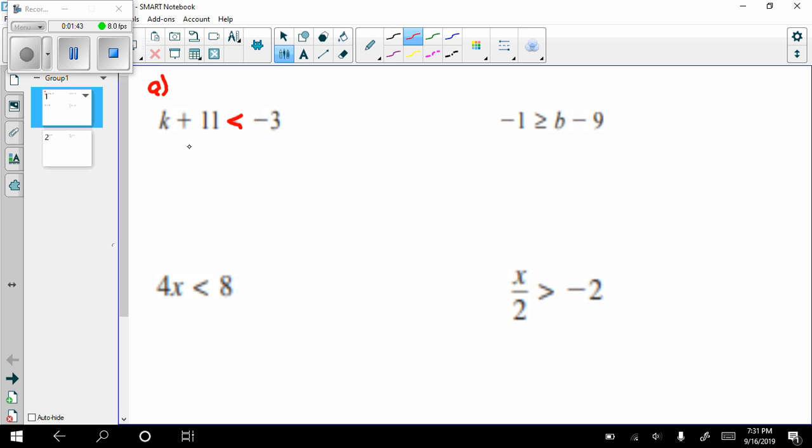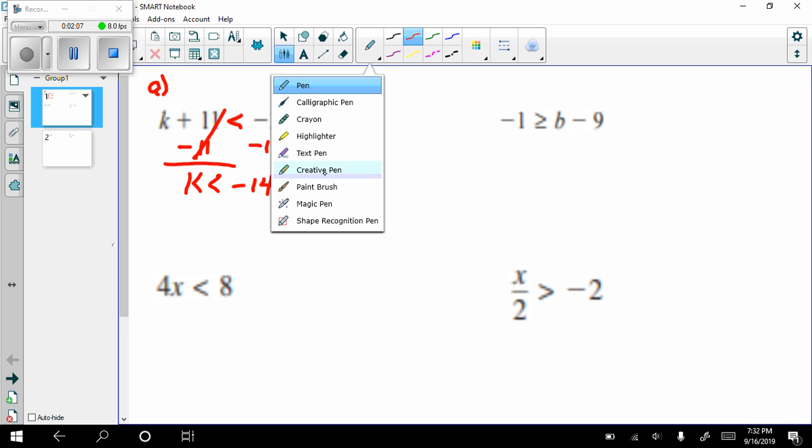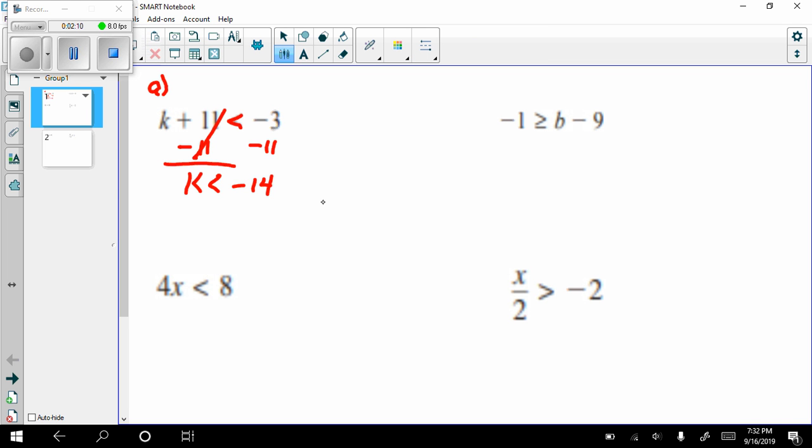There's not, it's a less than symbol, but we're going to pretend it's an equal sign. And we're going to get rid of the 11 by using inverse operations, exactly the same way we would with an equation. I'm going to add. These cancel. We get k is less than negative 14. Now, talking about solutions, we just finished equations. If this were an equal sign, we would have one solution, and it would be right here on the number line, at negative 14, one solution.